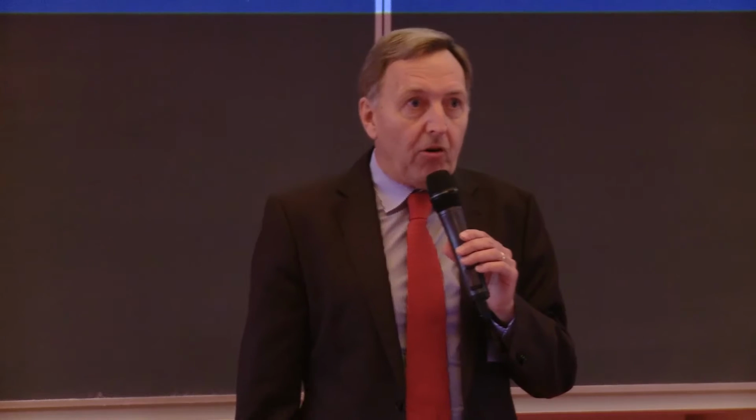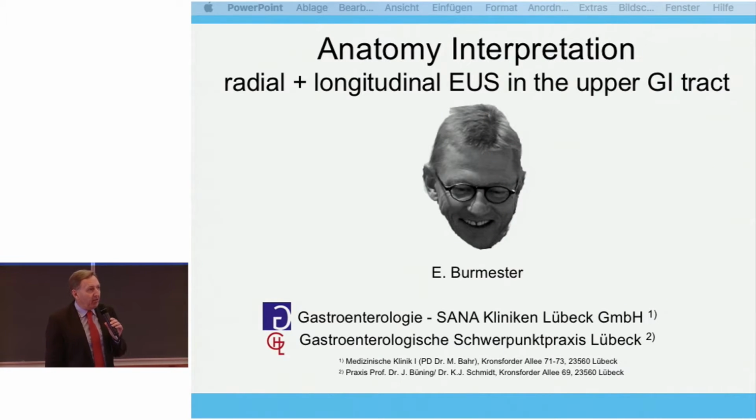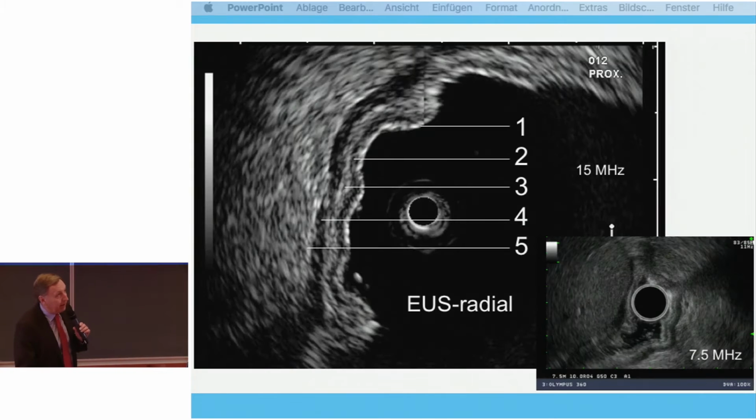So anatomical orientation is an essential basis for the US examination, and if you are fit in anatomy, normal anatomy, you will understand pathologies as well.